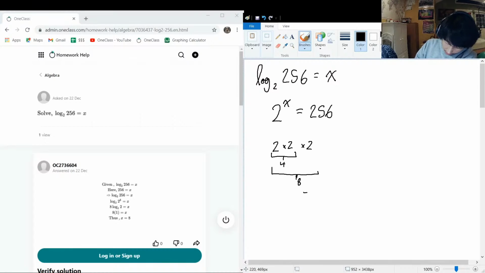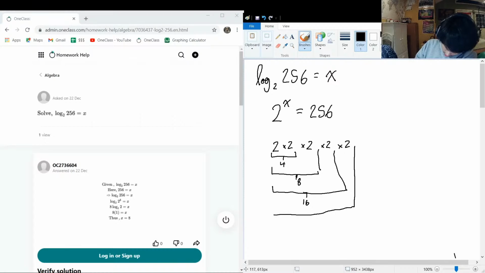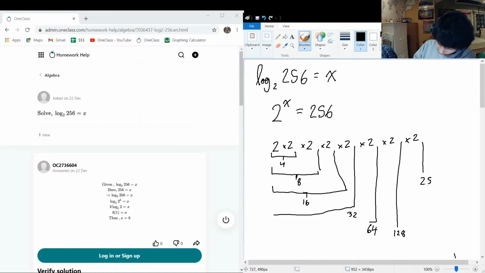Not quite there yet. What if we multiply that by 2? That's going to be 8. Still not quite there yet. If we do another times 2, this is going to be 16. Not quite there yet. Times 2. This is going to be 32. Not quite. Times 2. Well, this will give us 64. Times 2. This will give us 128. Times 2. And this will give us 256. And that's exactly what we're looking for, 256.